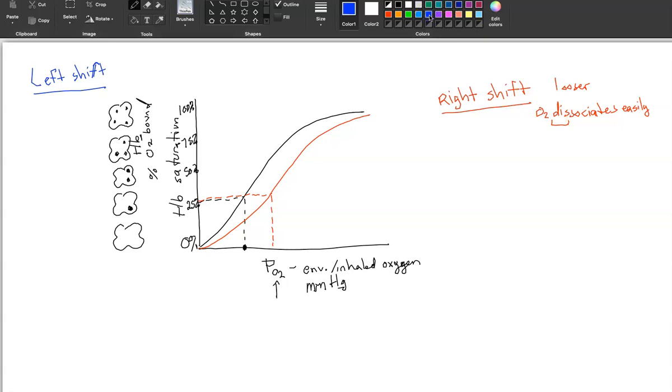Now, a left shift, likewise, is going to look like this. And what this means is that if we want to get to 25% saturation of oxygen on hemoglobin, you actually need less oxygen to get there. It's a tighter connection. The molecules are more closely associated. So oxygen associates easily.